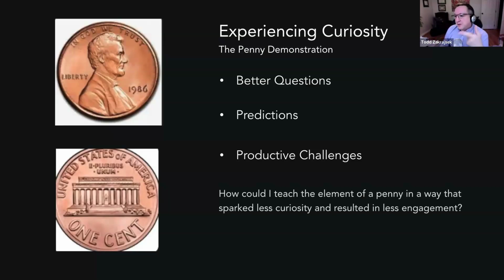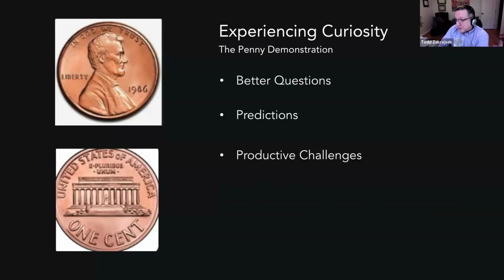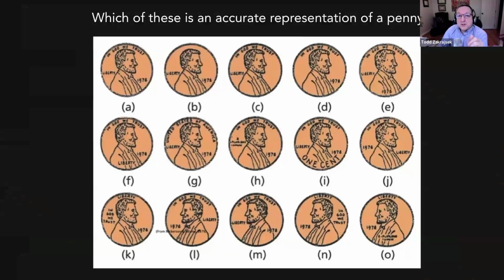One of the ways I'll do this too, by the way, is I say, forget the fact of memorization. Pick the penny and think of yourself as a graphic designer or an artist. If you're going to create a penny and make it look good, because coins are art, which one would it be?